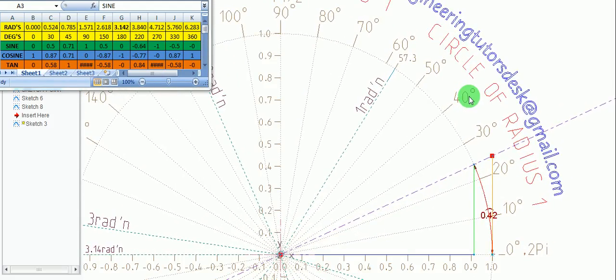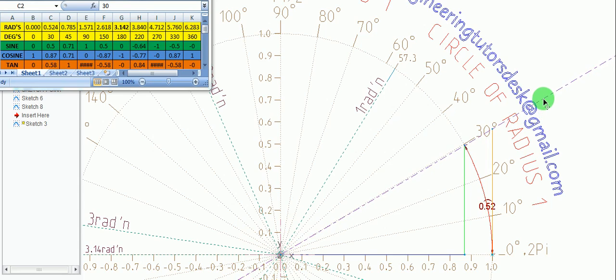An example is considered now. Let us consider an example that is 30 degrees. We are going to locate the angle subtending line at 30 degrees. 30 degrees can also be expressed in radians. In radians, the 30 degrees can be represented as 0.52.